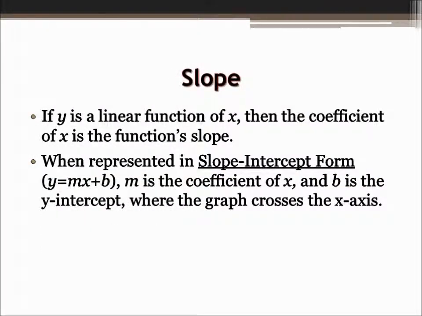If y is a linear function of x, then the coefficient of x is the function slope. When represented in slope-intercept form, which is y equals mx plus b, m is the coefficient of x, and b is the y-intercept, where the graph crosses the y-axis.